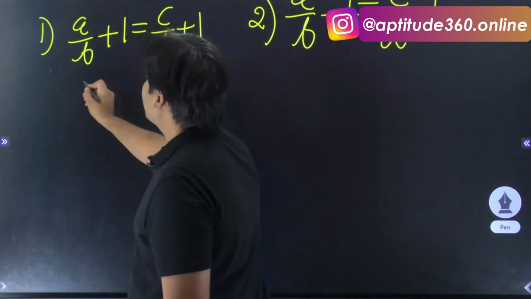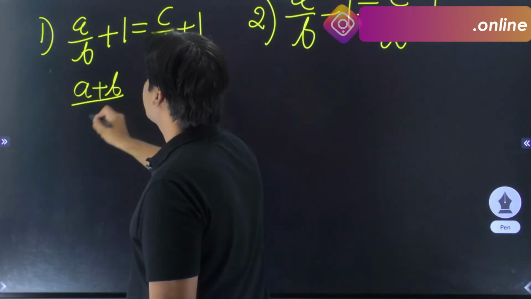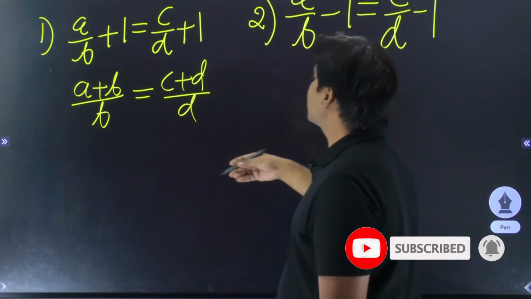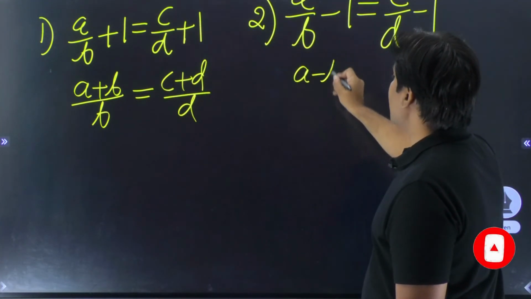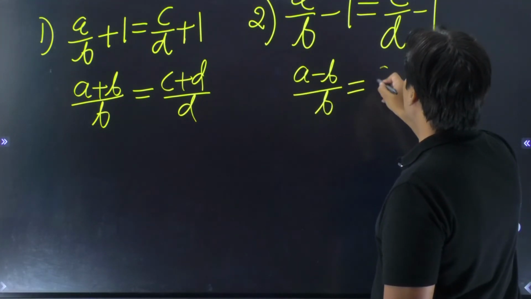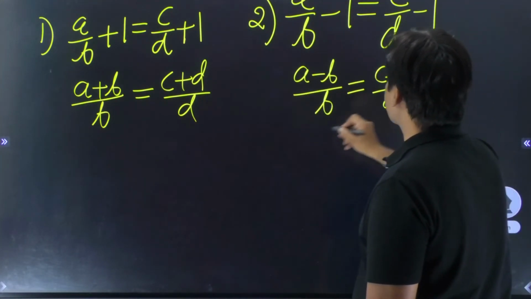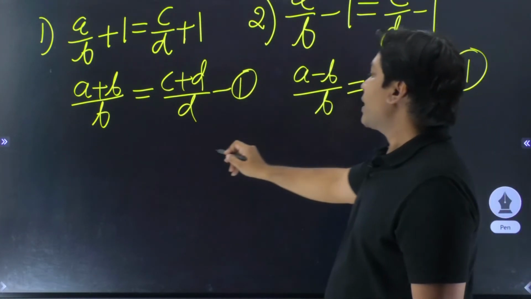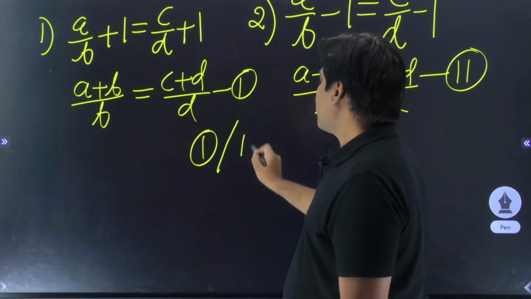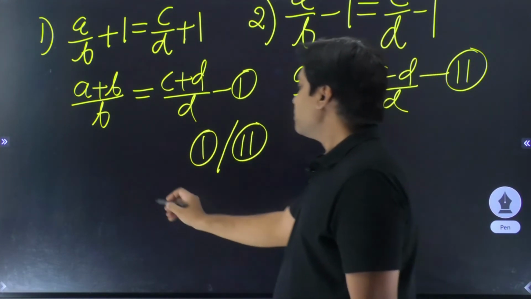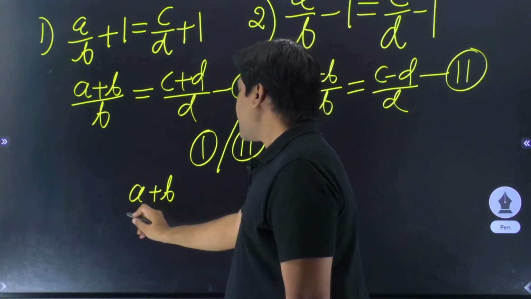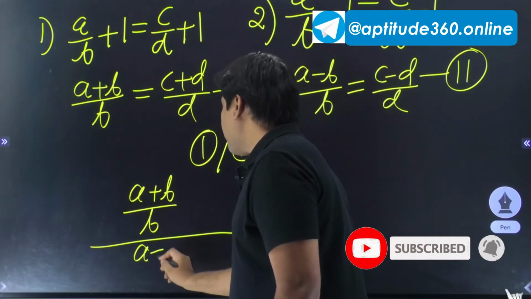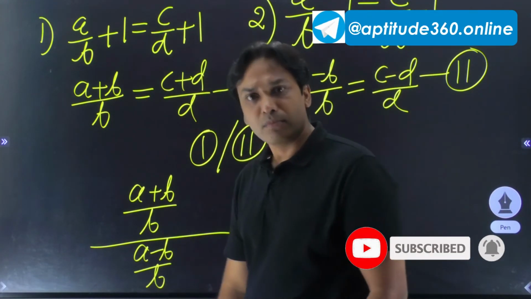this is going to become a plus b upon b. This can be written as c plus d upon d. Similarly, this can be written as a minus b upon b, and this one can be written as c minus d upon d. So see, this is equation number 1 and equation number 2. What if I try to divide equation 1 with equation number 2? So on the left hand side it will become a plus b upon b. This will be divided by a minus b upon b. है ना, यही तो कर रहे हो आप.